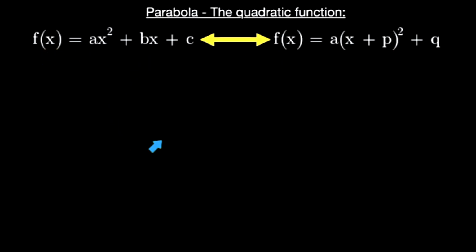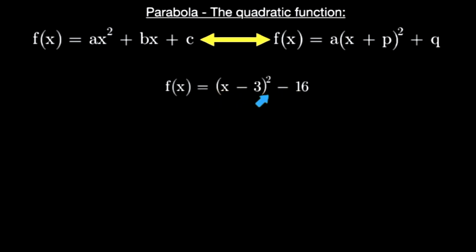Now let's start with an example. Here we are given f(x) equal to (x minus 3) squared minus 16. If we are asked to take this form and rewrite it in the form ax squared plus bx plus c, all that we need to do is multiply this out.